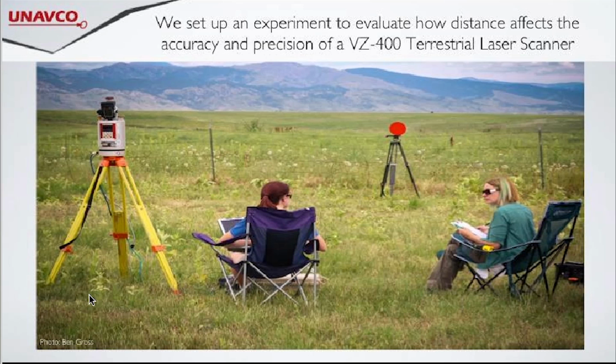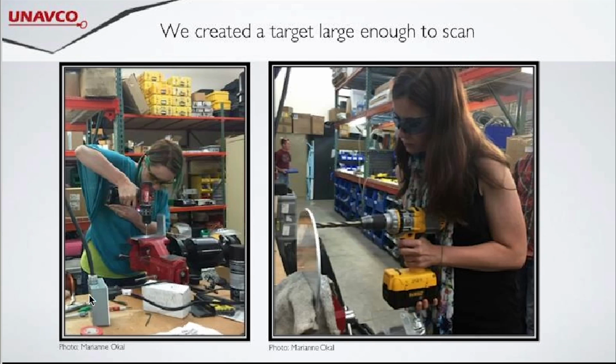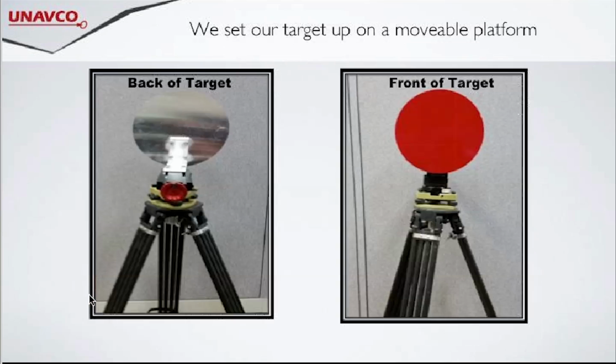Okay, so to be able to determine the accuracy and precision of the VZ-400 scanner, we set up an experiment. The first step we had to take was to create a target that would be large enough for the scanner to be able to pick up. So we made a target that was 25.7 centimeters in diameter. It was a perfectly flat plate, and we covered it in red reflective tape.